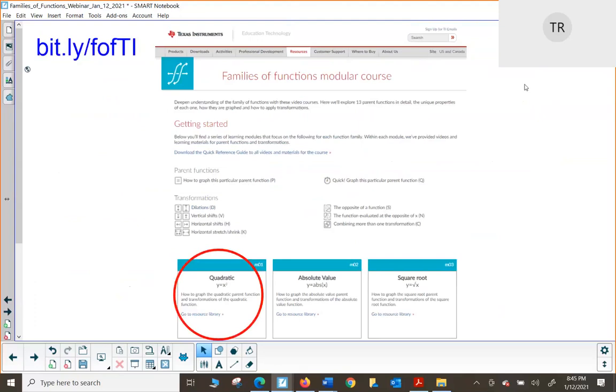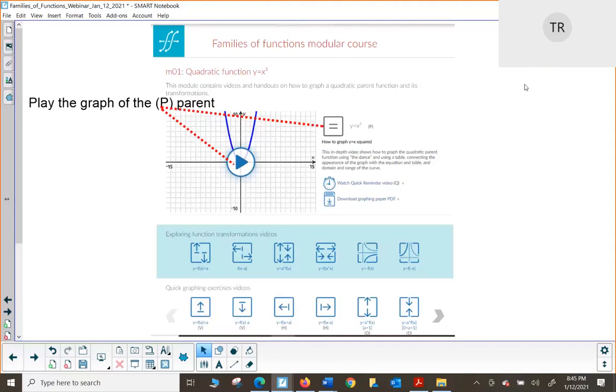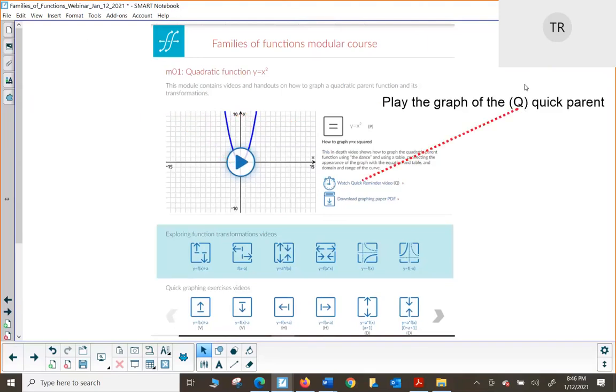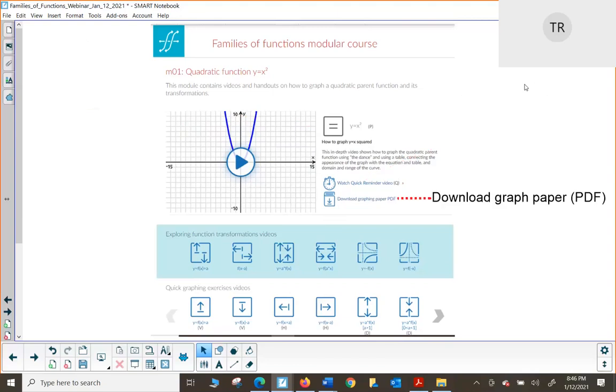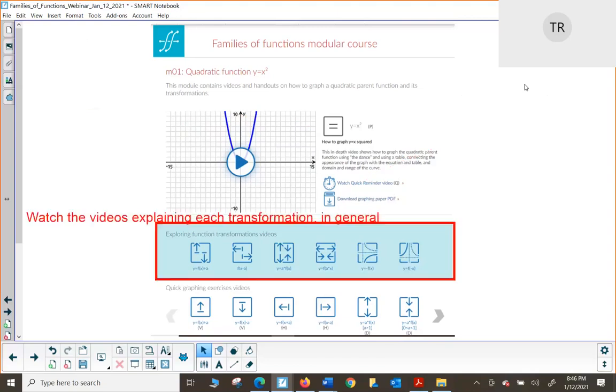So if you go back there and let's say you click on quadratic, it'll take you to the quadratic page. Notice that if you click on the arrow, the play button, or click on the equal sign, it will play the parent. It will take you to YouTube and play that video. If you want the quick one, you click on this link right here. If you want to download graph paper as a PDF, you can do that. Each parent function has the 6 how-to-graph transformations. We thought those are essential. We don't want to send you somewhere else. We want them to be right there in your face all the time.